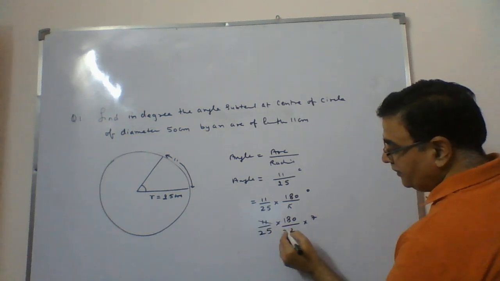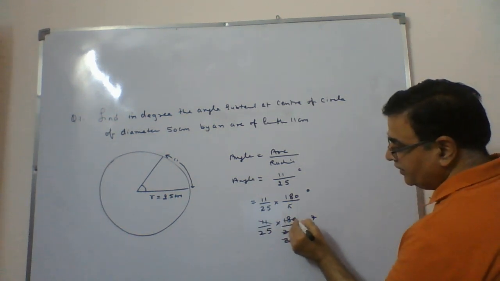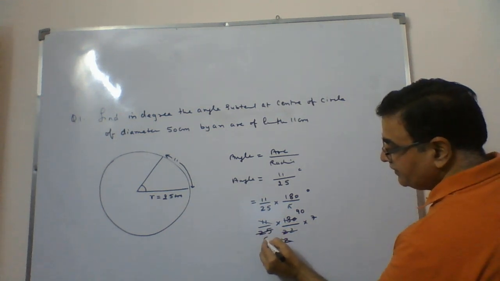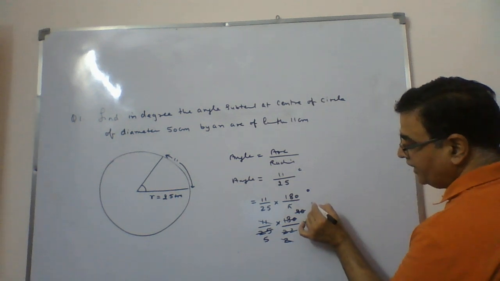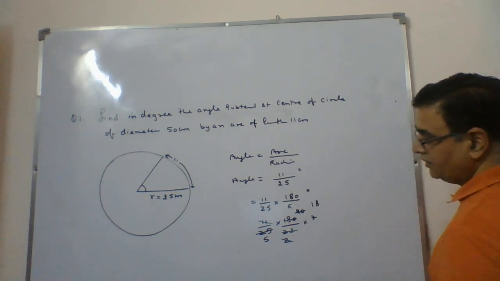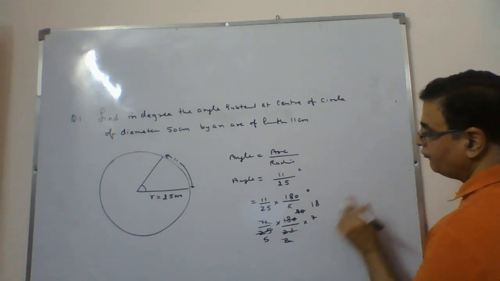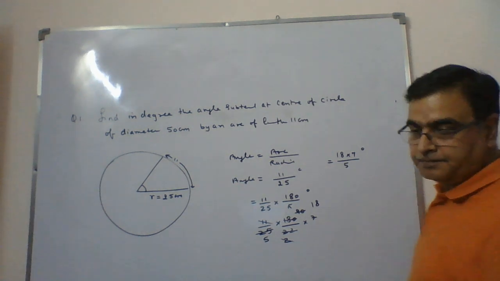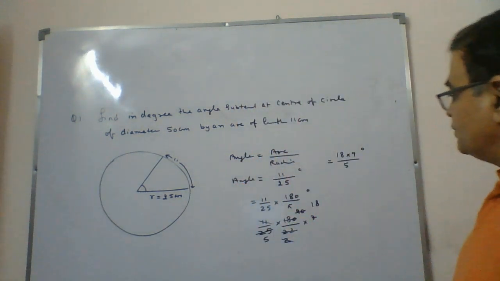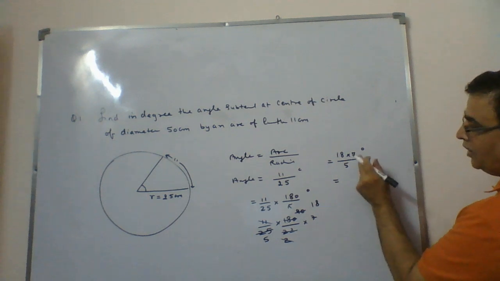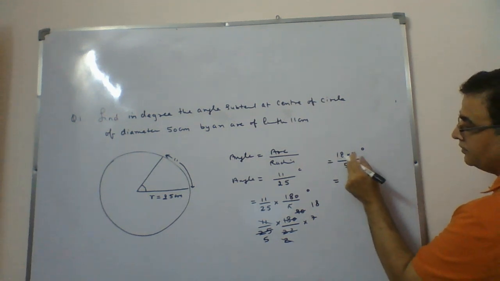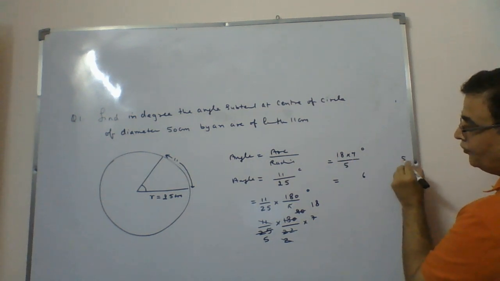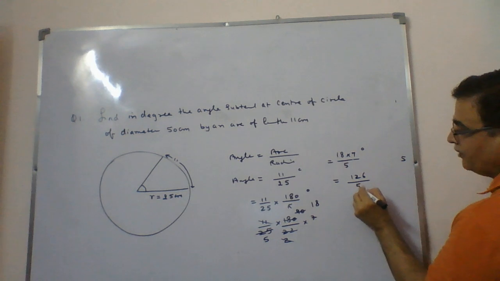Now when you solve it, 11 twos are 22, then 2 here, it comes out to be 90. Then 25, so by 5 cancel out, 5 5s are 25, here it is 5, 1s are 5 and 8. Now it will come 18 into 7 by 5 degrees. Now 18 into 7, how much is it? 7 8s are 56, so 126 by 5 degree.